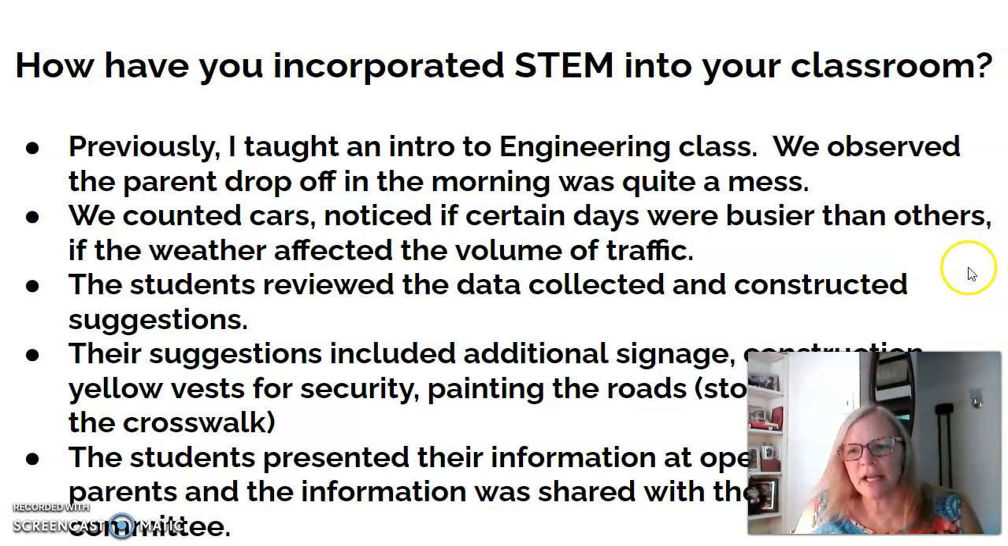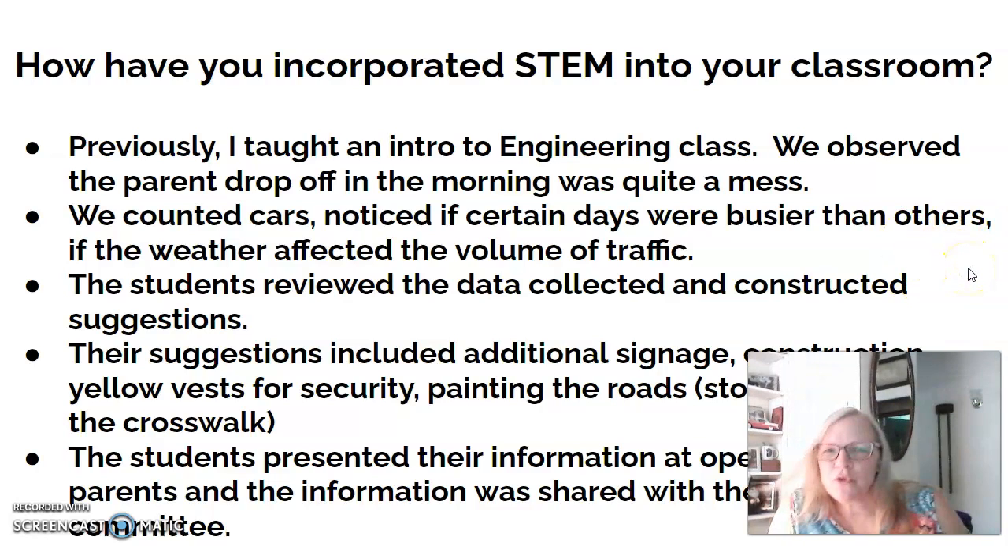Incorporating STEM into my classroom. I was fortunate enough to teach an engineering class at my previous school, and we observed that the parent drop-off in the morning was quite the mess. So the students observed and counted cars on every day of the week. They noticed if certain days were busier than others, and if the weather affected the volume of traffic. Of course, you can imagine that on rainier days there was a higher count of parent drop-off.